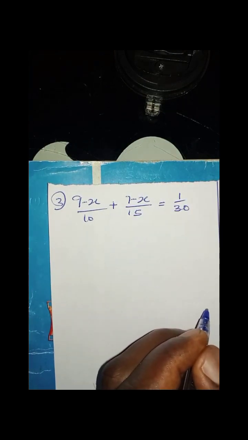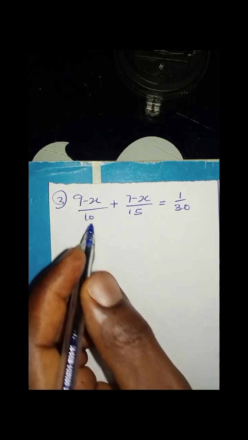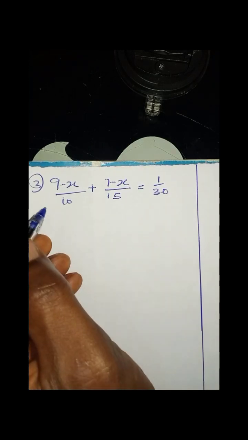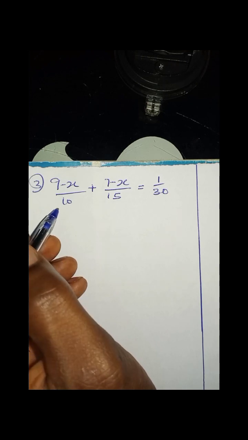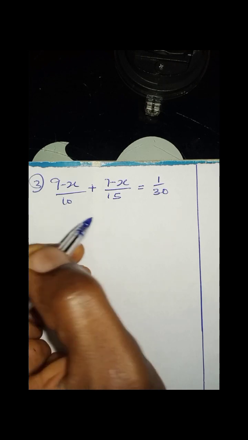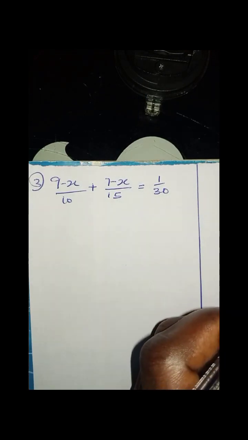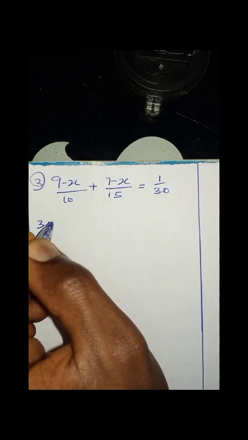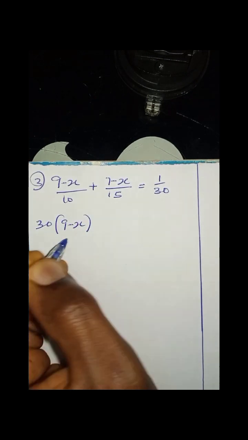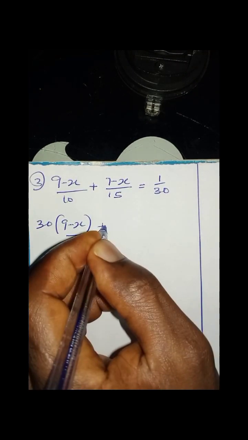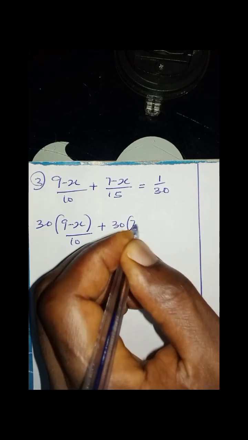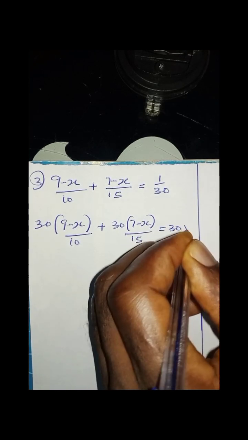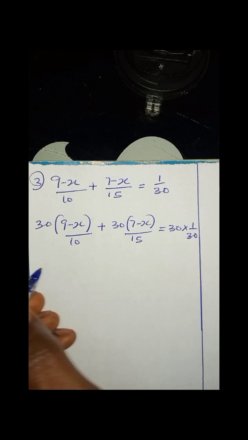The first thing we do in this case is to find the LCM of 10, 15, and 30. And in doing that, we ask ourselves what number can go into the lowest number that 10 can go into, 15 can go into, and 30 can also go into, and that number is 30. So we multiply through by 30. 30 bracket 9 minus x over 10 plus 30. We have 7 minus x in bracket over 15 is equal to 30 times 1 over 30.